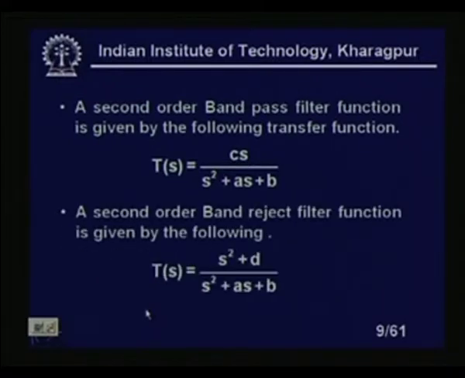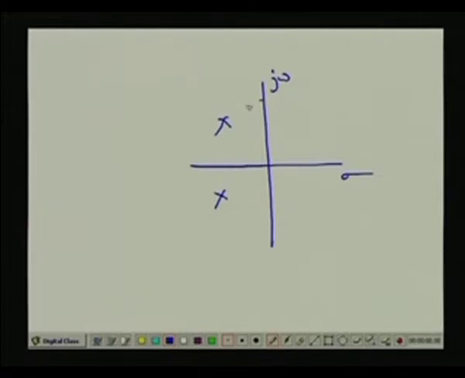A second order band reject filter function will be given by the following equation: s square plus d upon s square plus a s plus b, right. In this case, if d is equal to b, then we call it a band reject function. The pole zero pattern will look like this, in the sigma j omega plane, right. So, we have complex conjugate poles, these poles always lie on a semicircle, and complex conjugate zeros will be there, right. So, this is our band reject function, clear.